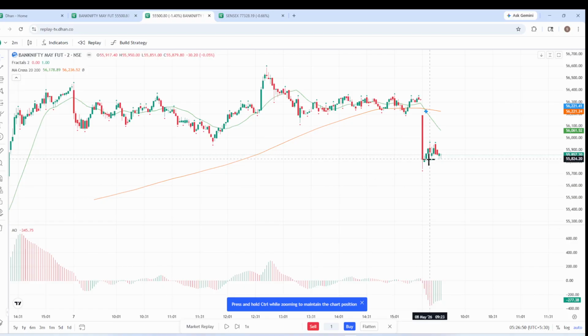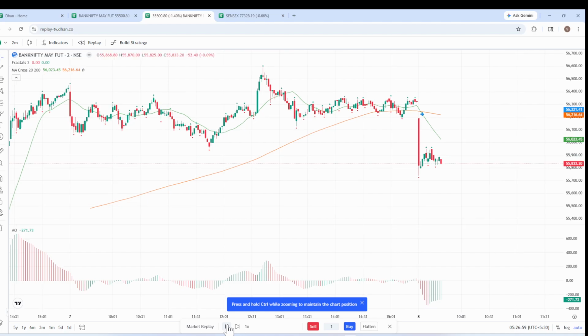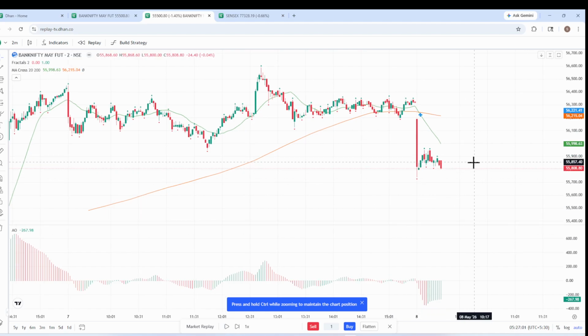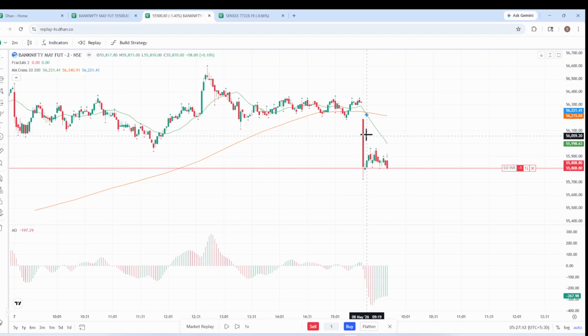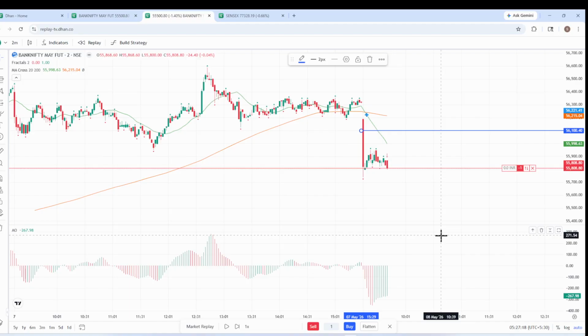Now one upper fractal and one lower fractal have been made. The lower fractal has been broken. Now it's a short sell for us. Now what is the stop? Ideally, the stop is around 56,100.